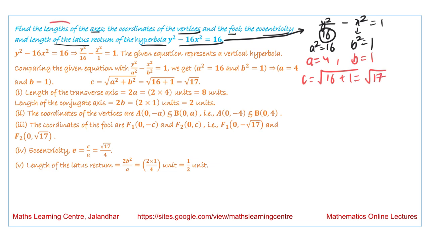Now we have to find the lengths of the axes. This is a vertical hyperbola, so the transverse axis has length 2a, that is equal to 8 units, and the conjugate axis has length 2b, that is equal to 2 units.